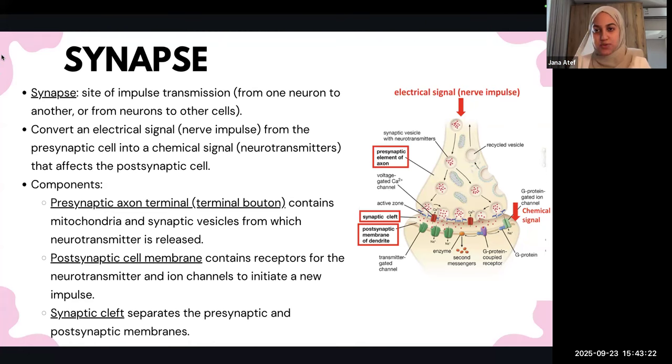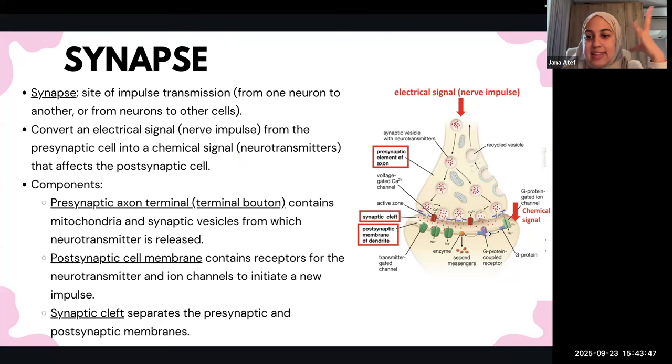What do I mean by impulse transmission? The entire physiology of how action potentials work is that it goes from electric signals, and when it's being released, it's released as chemical signals. So basically it converts an electric signal, or nerve impulse, to a neurotransmitter, or chemical signal. This is how it goes to the other cell.